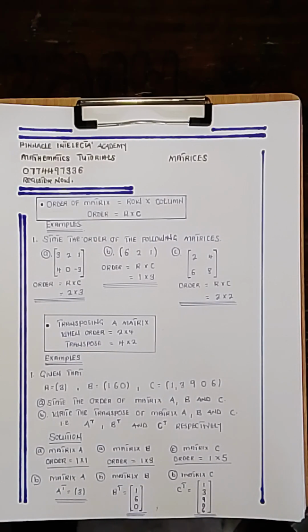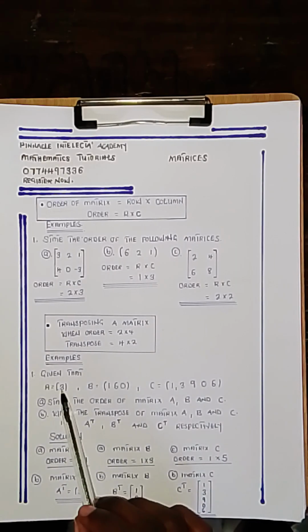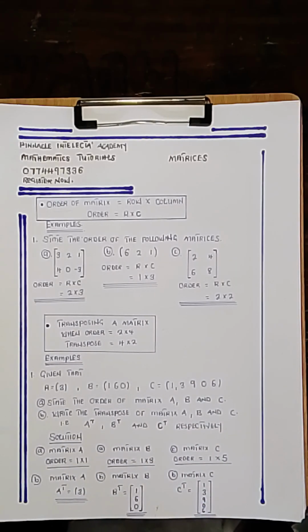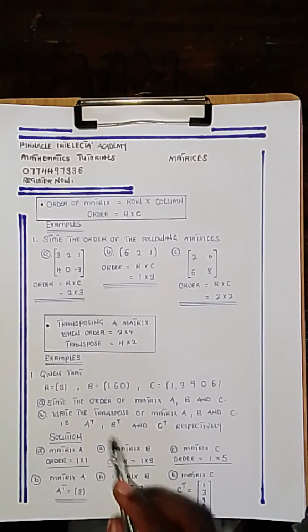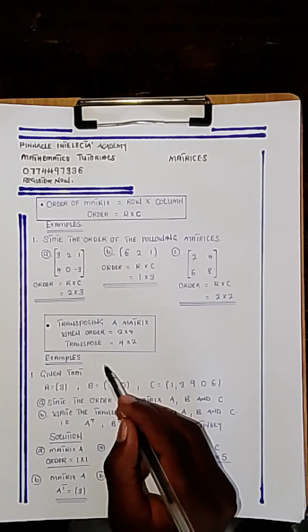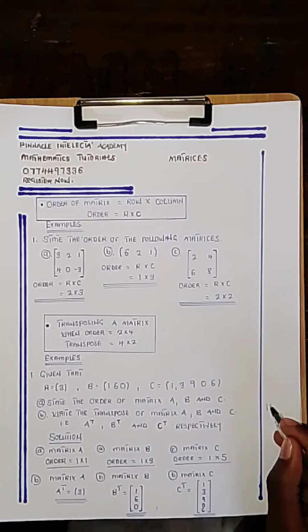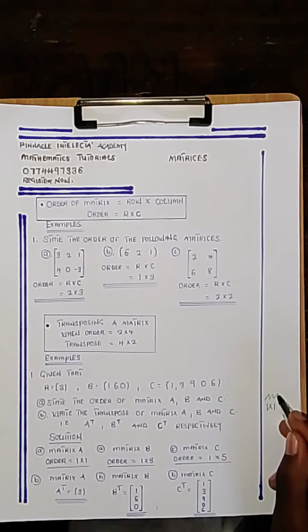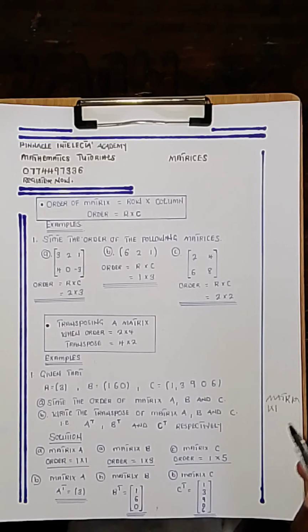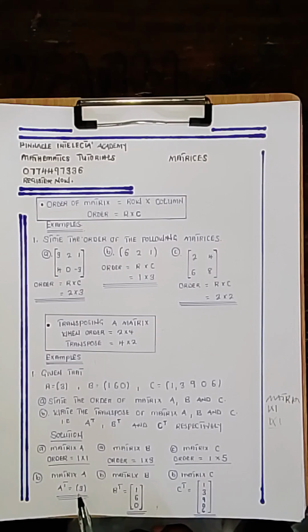Let's look at the transpose of matrices A, B, and C respectively. The transpose of matrix A is 3. It doesn't change. The order was 1 by 1 for matrix A, so we change it the other way around, and it also becomes 1 by 1. So that is the transpose here.